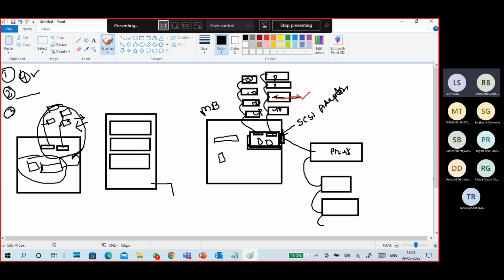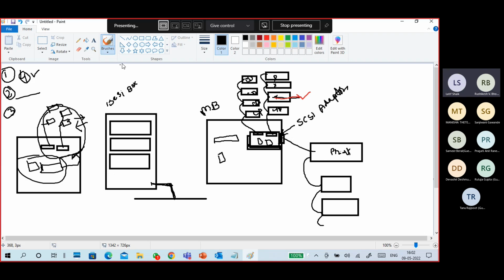This box is directly connected to the network. So you no need to depend on the server OS, server functionality, or server motherboard load. We are directly connected to the iSCSI box, and it is directly connected to the network.